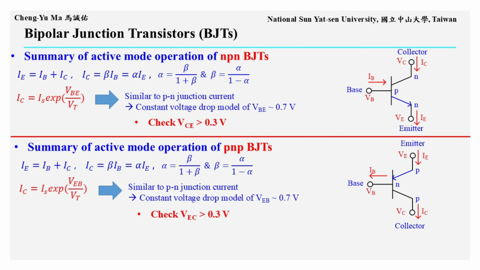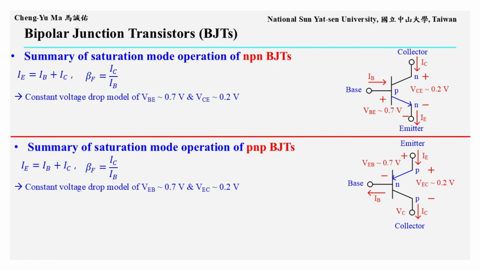During circuit analysis, the key check is the collector-emitter voltage. For an NPN BJT, VCE must be greater than 0.3 volts. For a PNP BJT, VEC must be greater than 0.3 volts. Only then is the transistor in active mode.